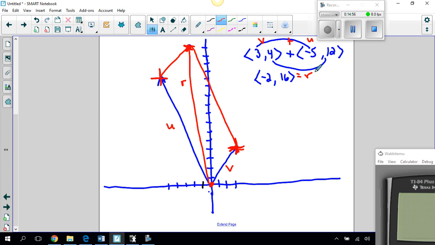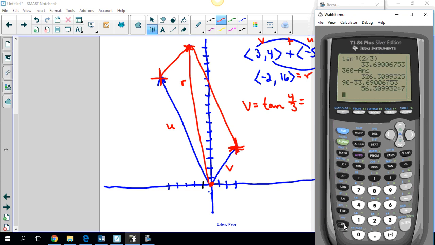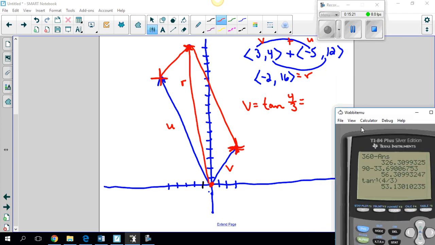Now, I know all the angles. You know what I mean? I know, for example, vector V, inverse tangent of the absolute value of 4/3, which is just 4/3. We know vector V lies in the first quadrant, inverse tangent of 4 divided by 3, 53.130.